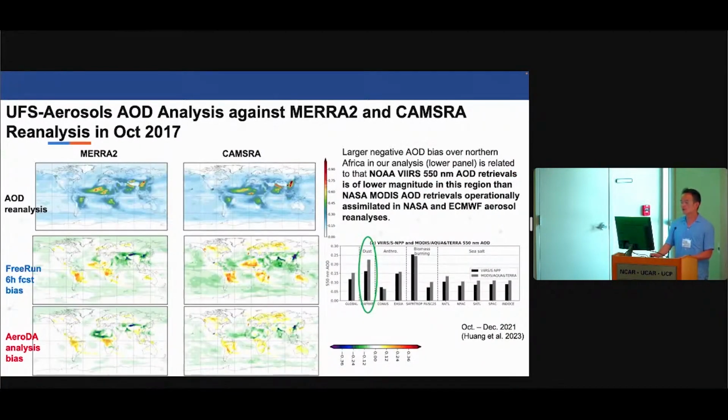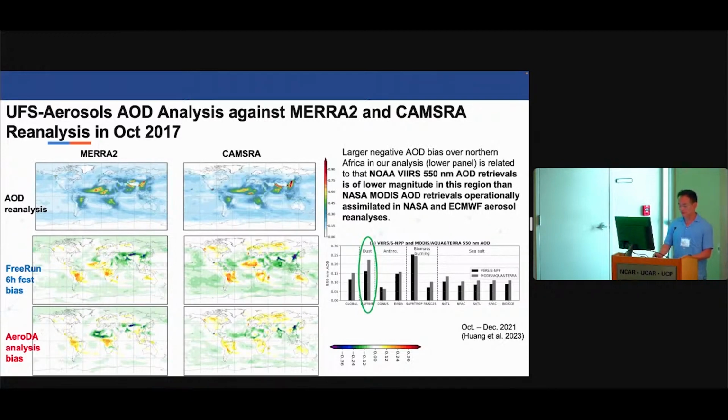And here we also compared our UFS aerosol analysis against AOD reanalyses from NASA MERRA-2 and CAMS-RA. The top panel shows the monthly average AOD in MERRA-2 and CAMS-RA, and the lower two panels show the bias of the free run 6-hour forecast and LDA analysis. So you can see the LDA analysis shows smaller bias compared to the free run, except over North Africa, where the LDA analysis shows a larger negative bias.